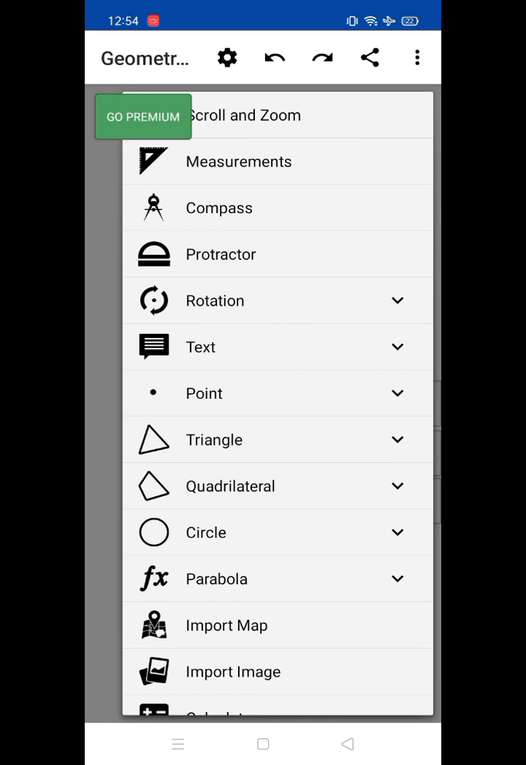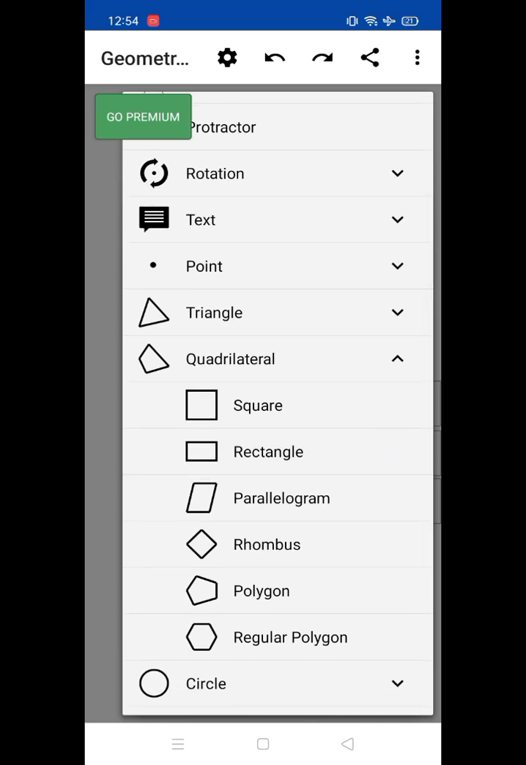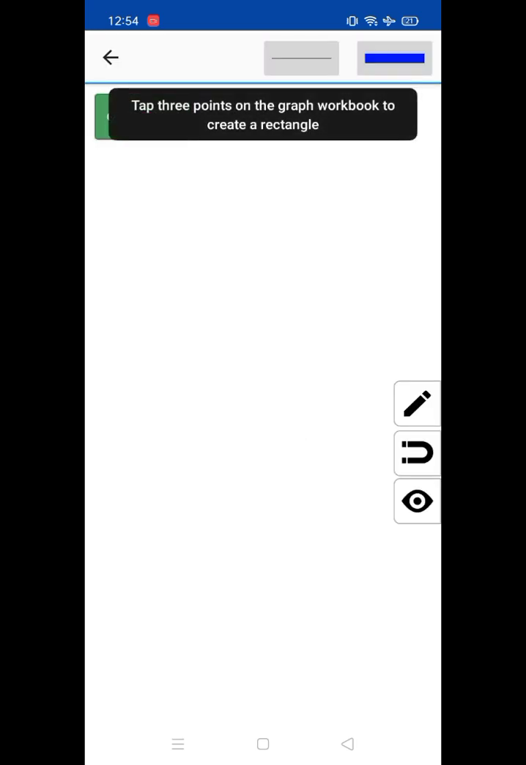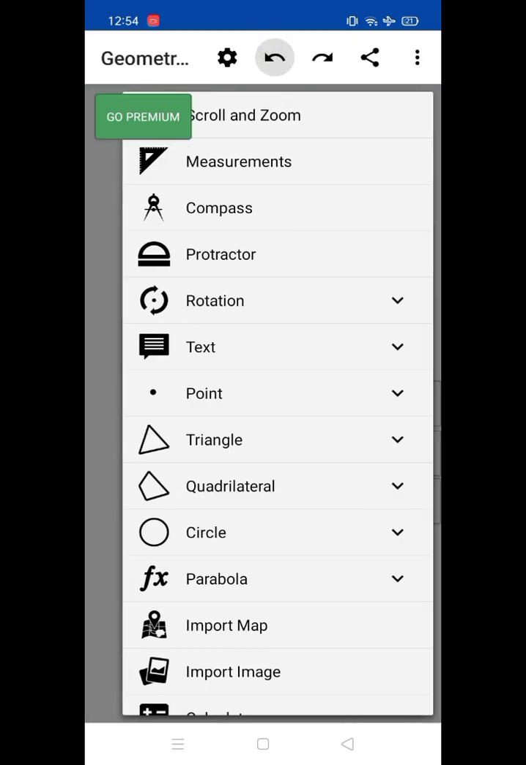For the next one, we can use a rectangle. We just need to follow the instructions. Tap 3 points, it could be here. Oh, it is tiny. So let's make a new one.